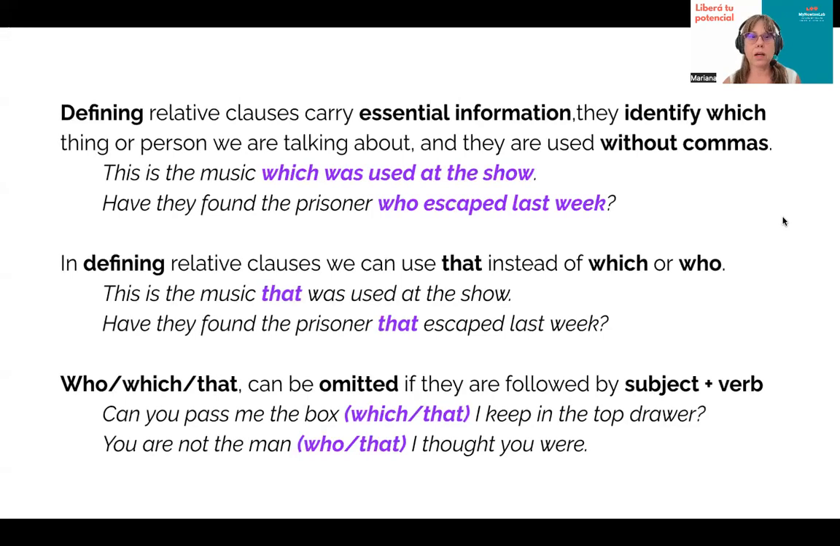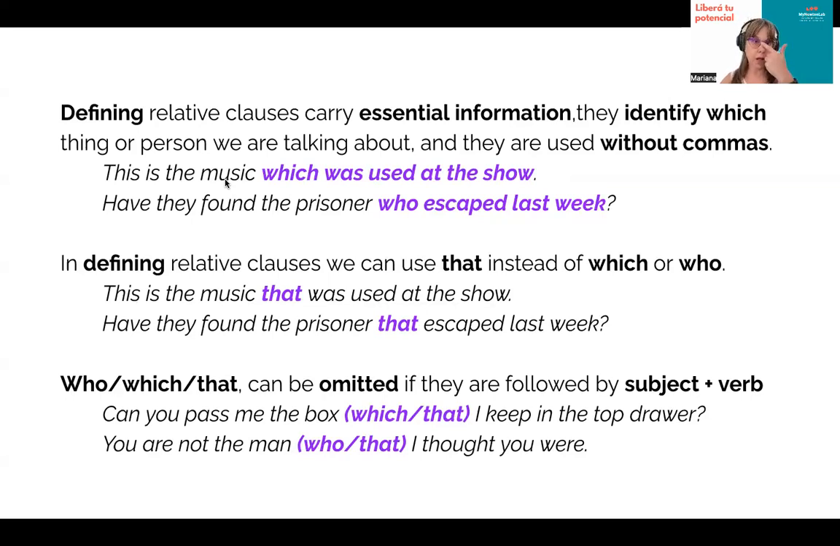Defining carry essential information. These are essential because if they are not in the sentence, we do not understand the idea. Like, for example, this is the music. If I only say this is the music, the information is not complete. I need to say something about the music. So this is the music which was used at the show. Which was used at the show would be the defining relative clause.